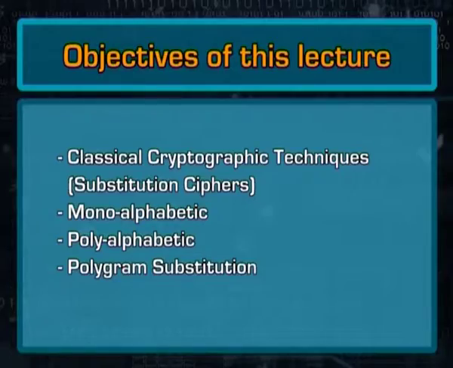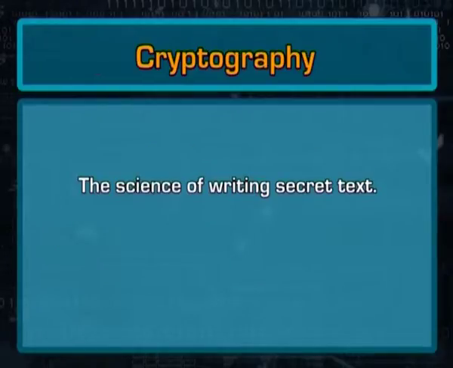In this session, we will discuss classical cryptographic techniques, that are substitution ciphers: mono-alphabetic, polyalphabetic and polygram substitution. Cryptography, the science of writing secret text, is not a new science. The first known evidence of the use of cryptography in some form was found around 1900 BC in Egypt.